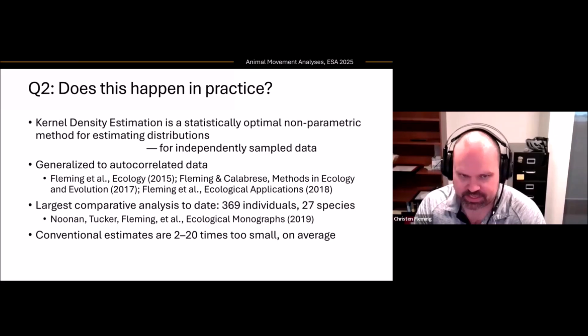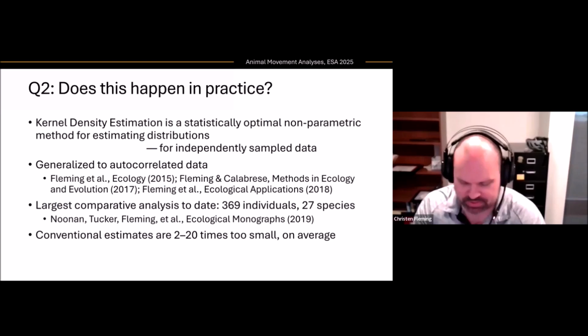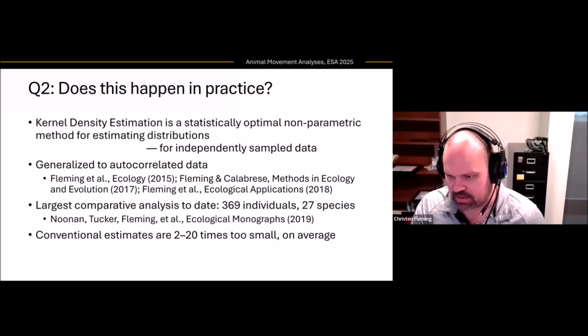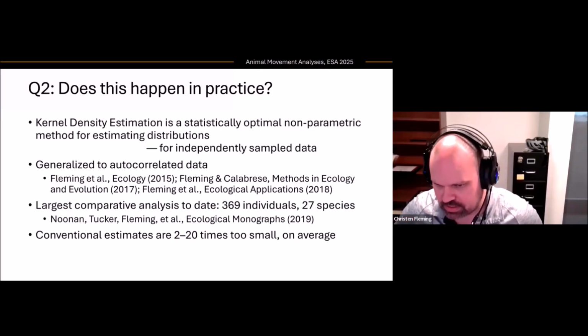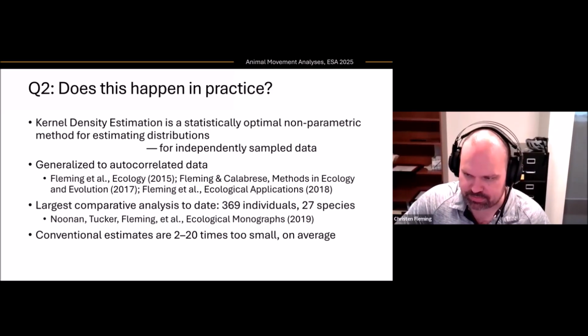And we did the same kind of analysis I showed you with that bear example, where we did a leave one out. I mean, not leave one out, excuse me. That's the worst thing you can do. We did a block cross validation where we leave half out, the first half, and then the second half. The first half is the training data set, and the second half is the cross validation data set. Same as the bear example. And then what we found was that for empirical data, the conventional estimates were on average 2 to 20 times too small, depending on what method you were using.